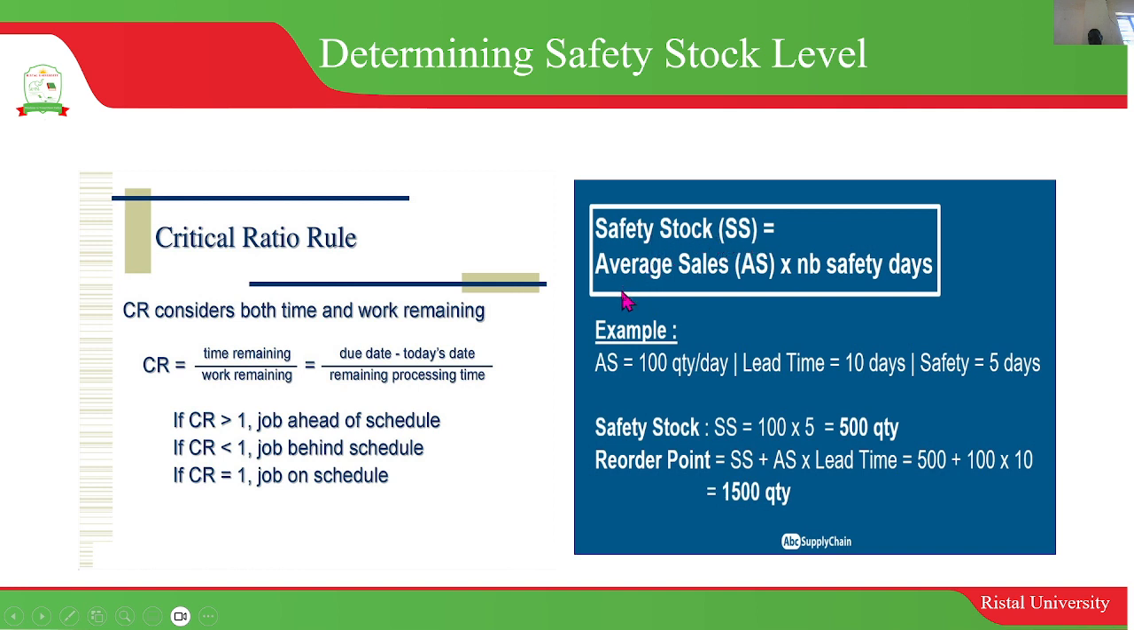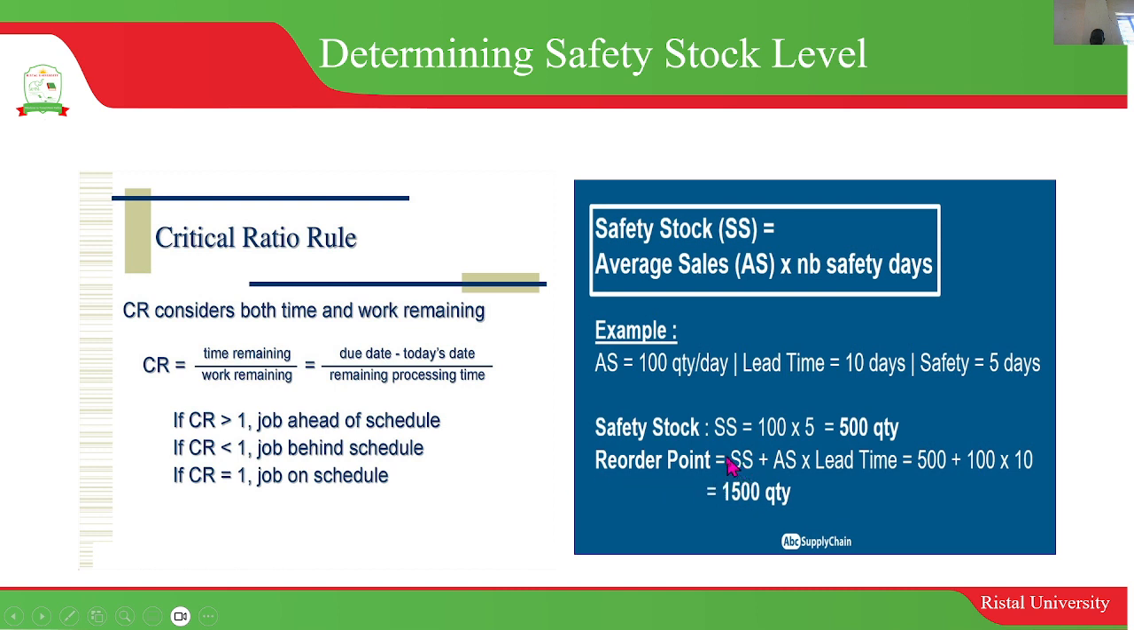And then we have the safety stock. Here we say it's given by the average sales times the number of safety days. For example, here we have 100 quantities that we need per day, and then we divide by a lead time of 10 days, then we can have our safety stock equal to 5 days. So the safety stock, SS in short, is the same as 100 times 5, and that also gives us a quantity of what we need.